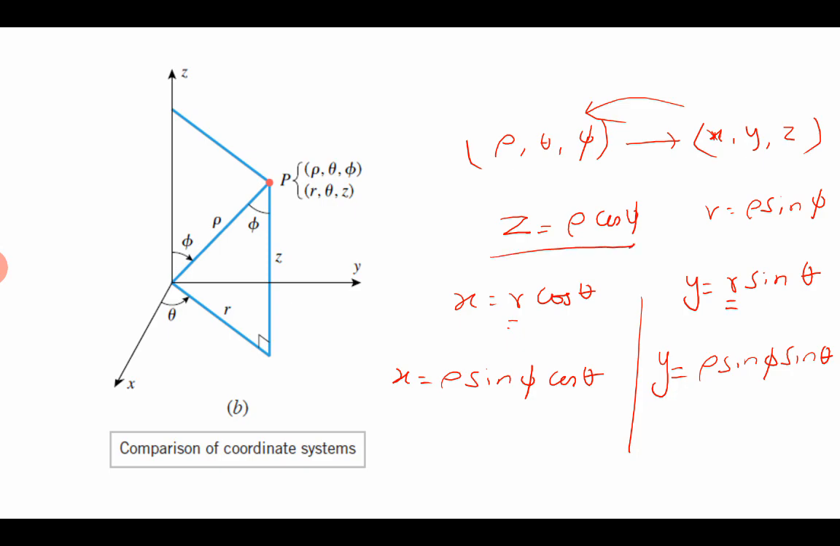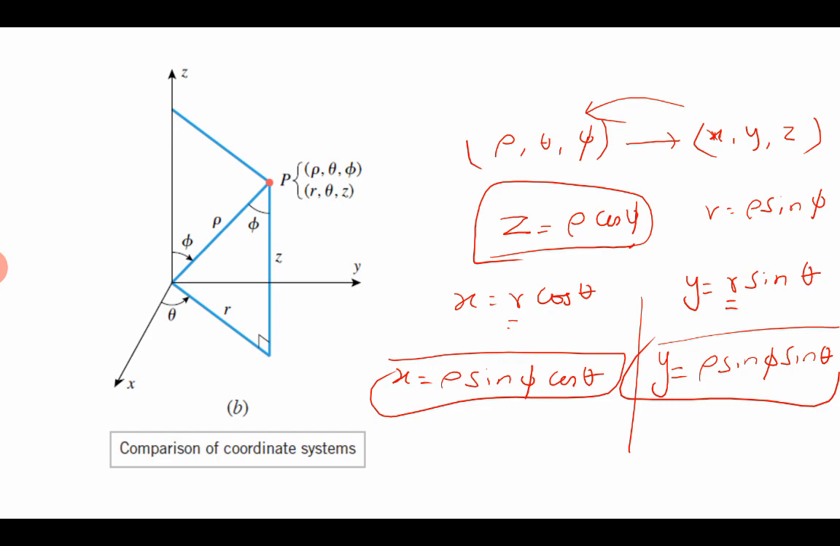z is given here. So these three formulas, call them A, B, and of course C, will convert from spherical to rectangular coordinates in three-dimensional space. So if I know rho, theta, phi, I can find x, y, z by using these formulas.